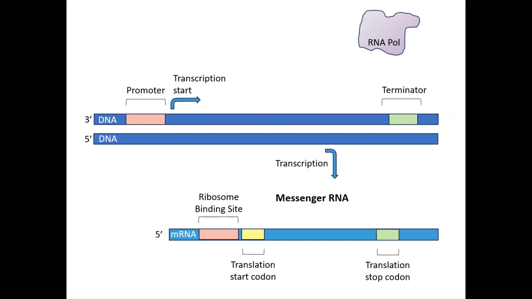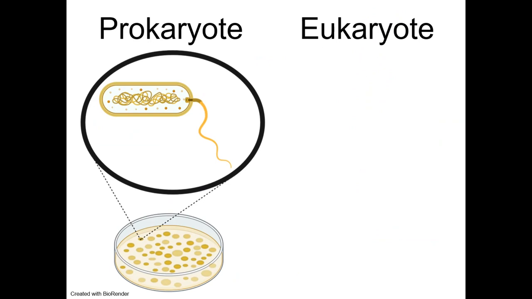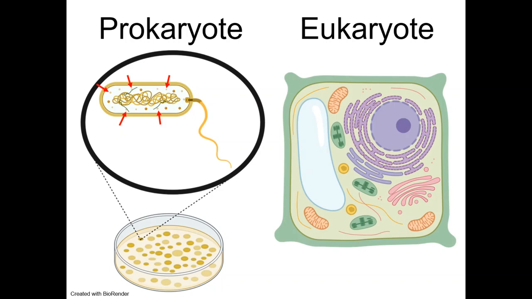The completed mRNA strand will contain a site for a ribosome to bind, a start codon to begin translation, and a stop codon to end translation. It must be delivered to a ribosome located in the cytoplasm of a cell where it will be synthesized into a protein. In a prokaryote, mRNA is synthesized and released directly into the cytoplasm and is delivered to a ribosome immediately for protein synthesis. In a eukaryote, mRNA is made in the nucleus and must be delivered to the ribosomes in the cytoplasm. However, transport through the nuclear membrane is regulated so the mRNA must be manipulated to pass into the cytoplasm.